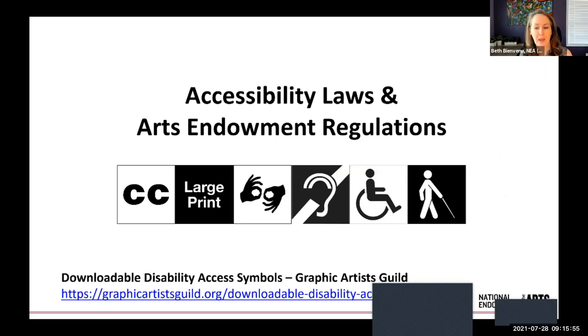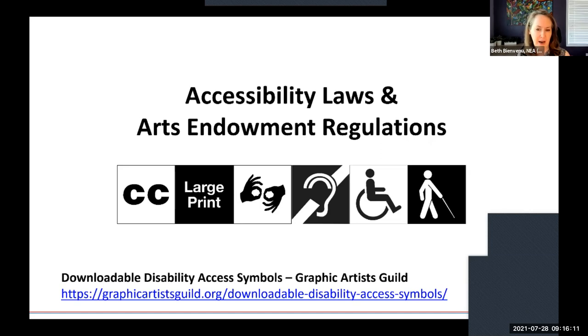So I'm going to shift now to talk a bit about the laws and the regulations from the National Endowment for the Arts under these laws. And I want to note that we have a series of graphic images on the screen, and these are downloadable disability access symbols from the Graphic Artists Guild. And you've probably seen a lot of these images, encountered them. And there are six of them on the screen in black and white.